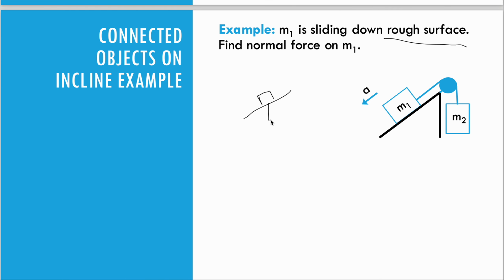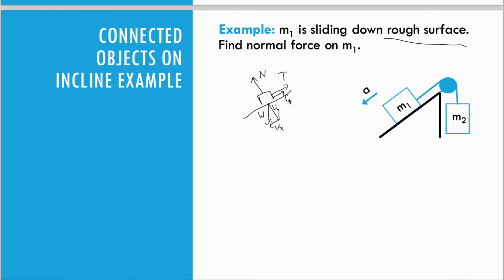We have a weight going straight down. We have a normal force perpendicular to the surface. We have a tension pulling away from the object. We have a friction force away from the motion. It's kinetic friction since we're moving. Because we're on an incline, we have that rotated coordinate system, so we're going to draw the y component and the x component of the weight going down and to the left, respectively.